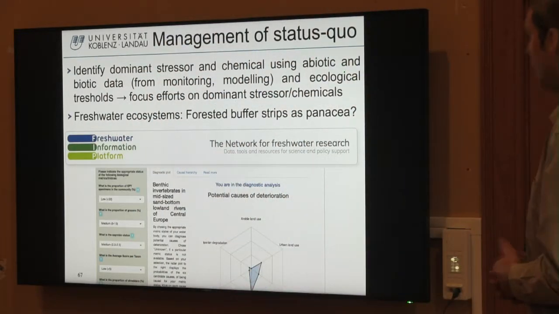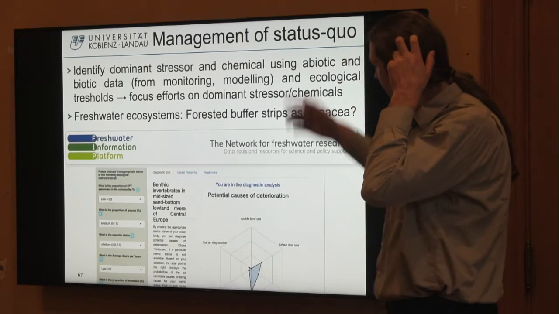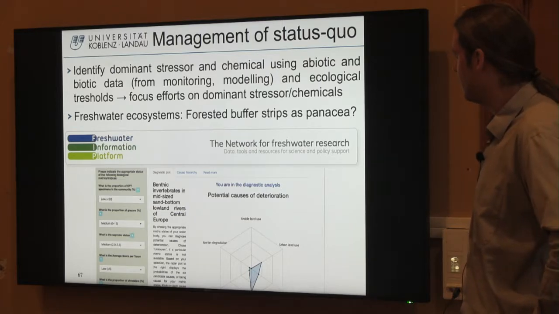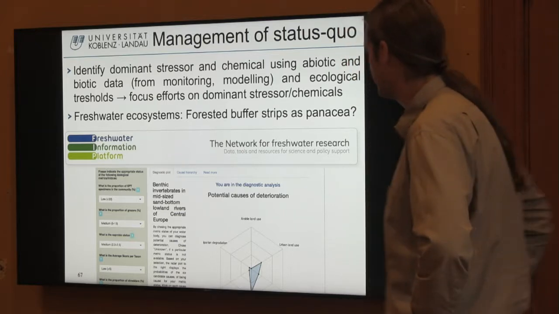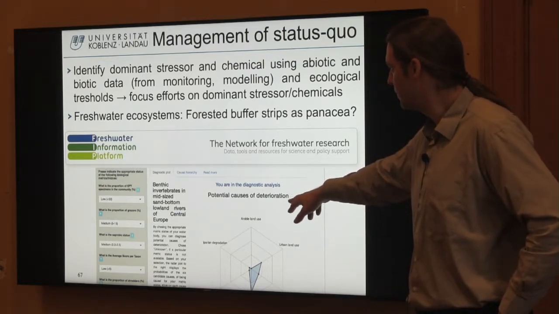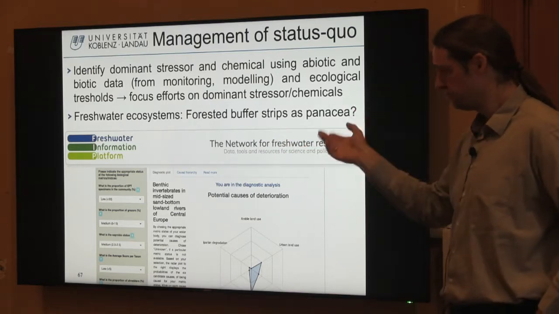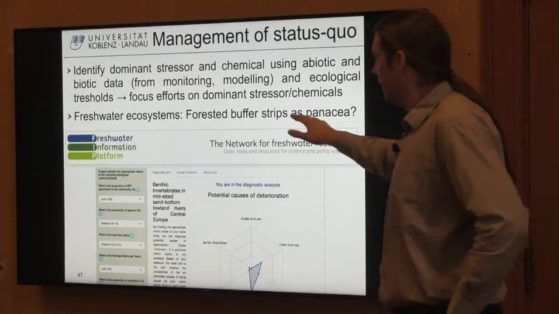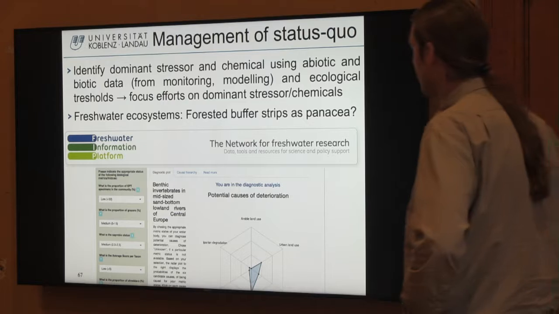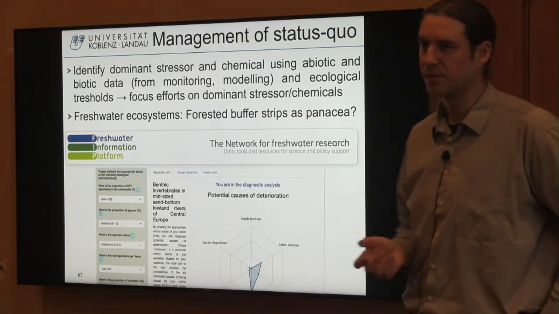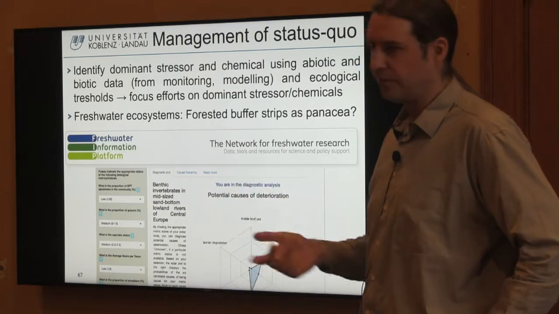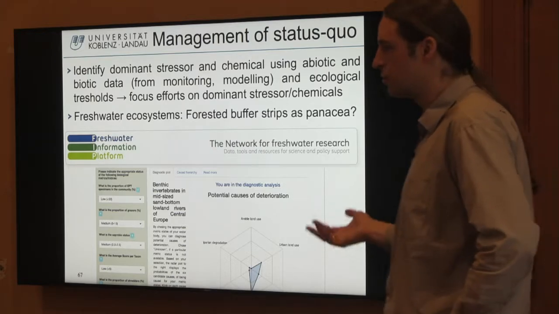Okay, what can be done under the status quo in the risk assessment? Well, you can identify the dominant stressor and chemical when you have abiotic and biotic data from monitoring or modeling and ecological thresholds, and then to alleviate the situation, focus on the dominant stressors and chemicals. And there are tools for multiple stressors from the European MARS project, on the Freshwater Information Platform website, just released a couple of weeks ago. And for freshwater ecosystems, I would actually argue, if you want to get rid of most stressors and problems, just let's have forested buffer strips around all stream systems. That will deal with the issue of climate change, that will reduce the input of runoff with chemicals, and this will reduce the input of nutrients and so on.